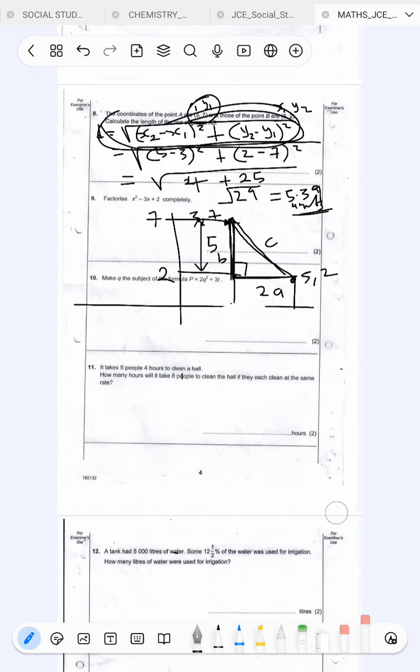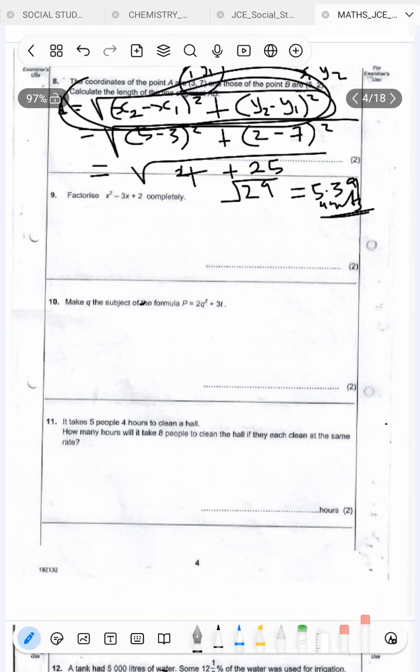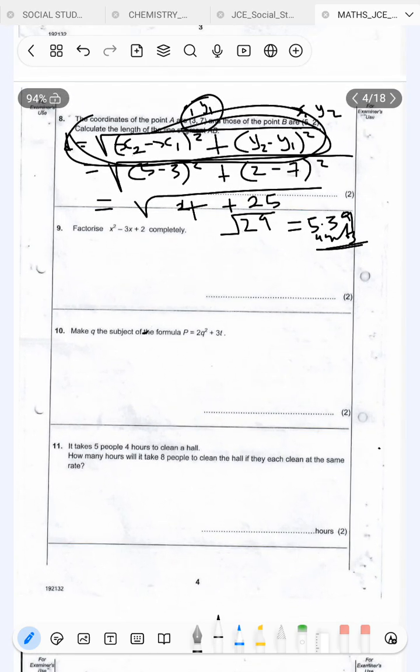Sorry for taking a long time on the detour there, trying to explain an alternative way of understanding this question. We continue with our questions. We'll try to make it snappy so that we don't take a lot of time.